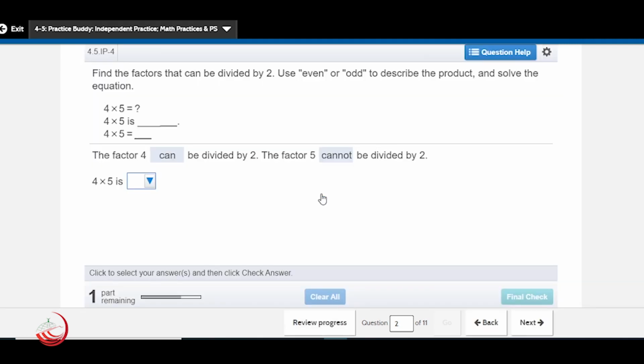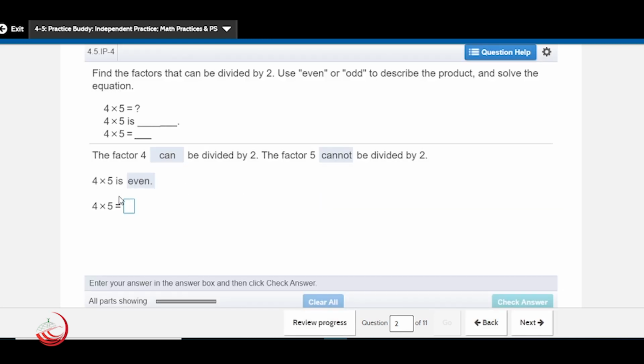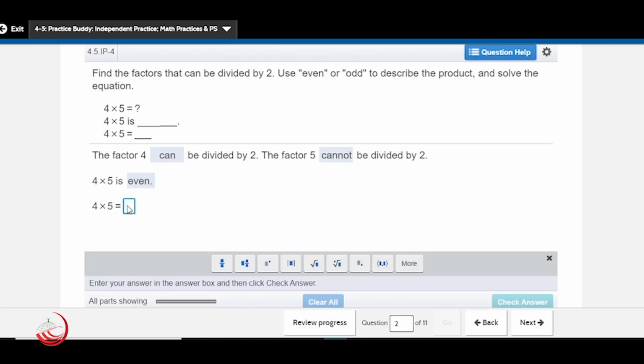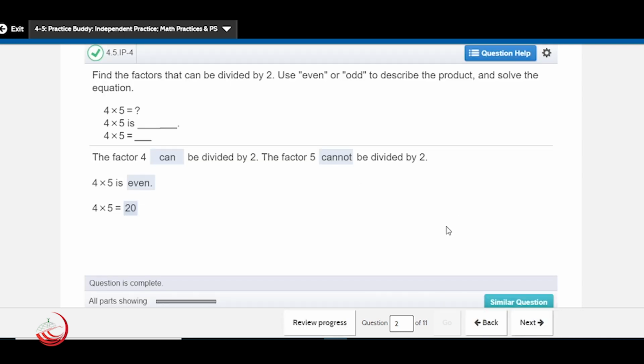Nice work. 4 times 5 is even or odd? 4 is an even number. 5 is an odd number. The rule says that even times odd will give me which one? Will give me even. Very good. Let's check our answer. Excellent. 4 times 5 equals 20. Let's check. Well done. Do you need more?